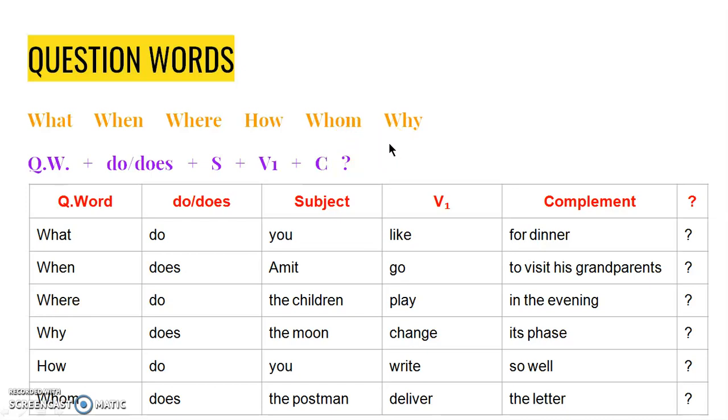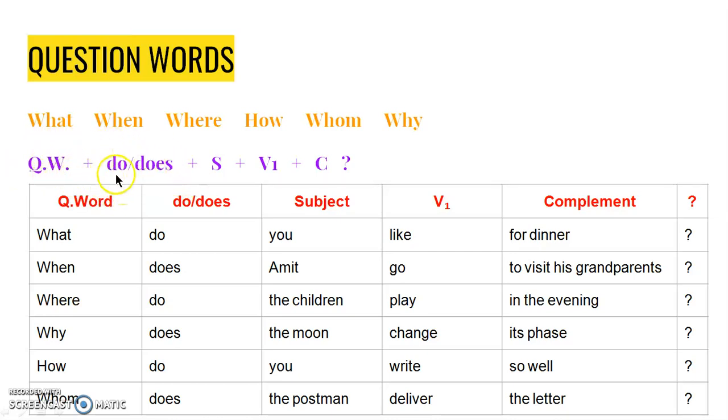You need some information. Alright, so what is the pattern of framing the question with the help of these question words? Alright, so the pattern is, first you have to start the sentence with the question word, then do or does.